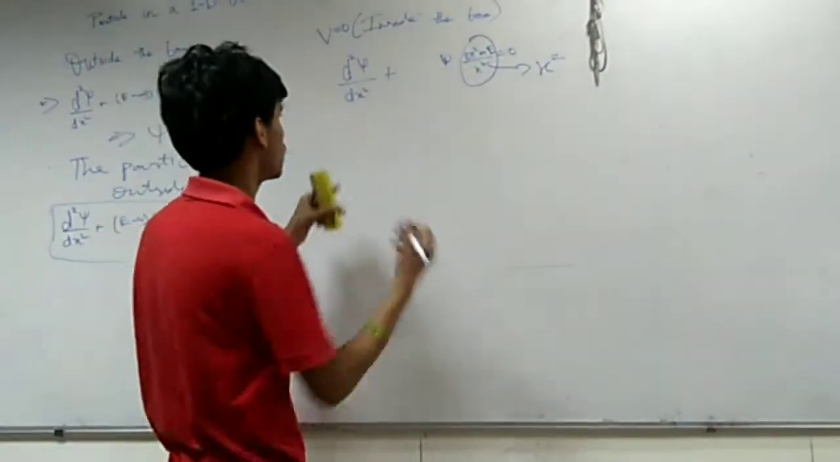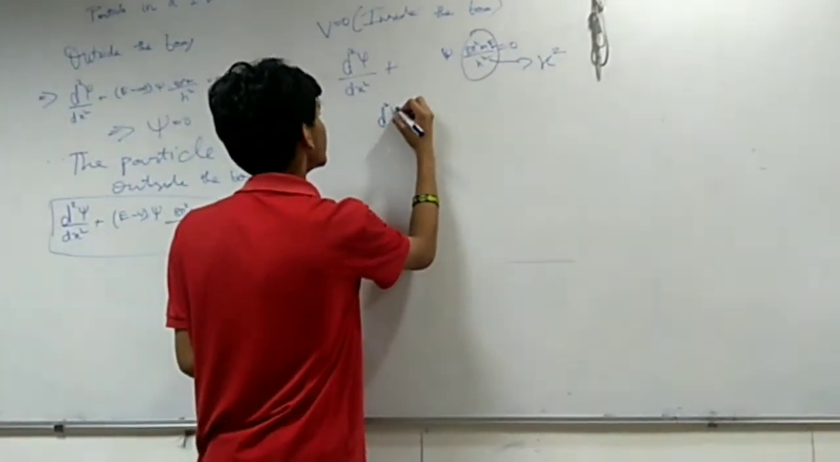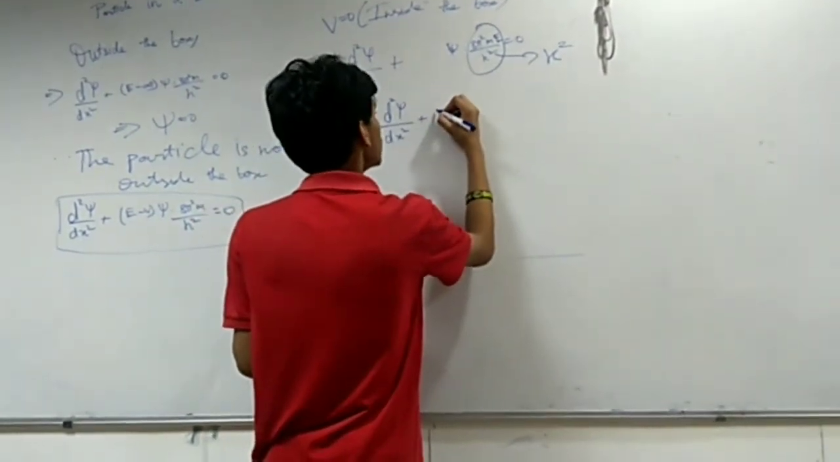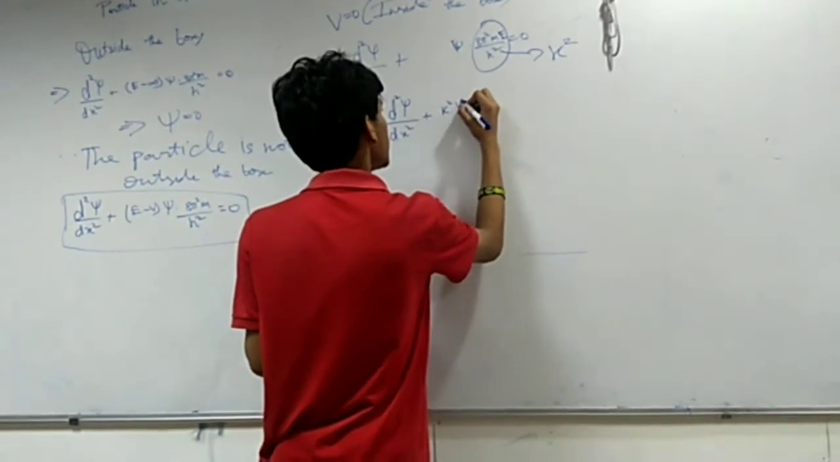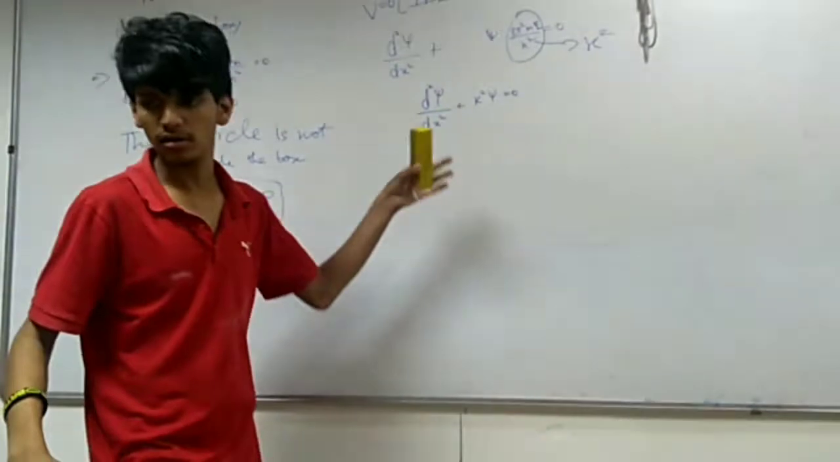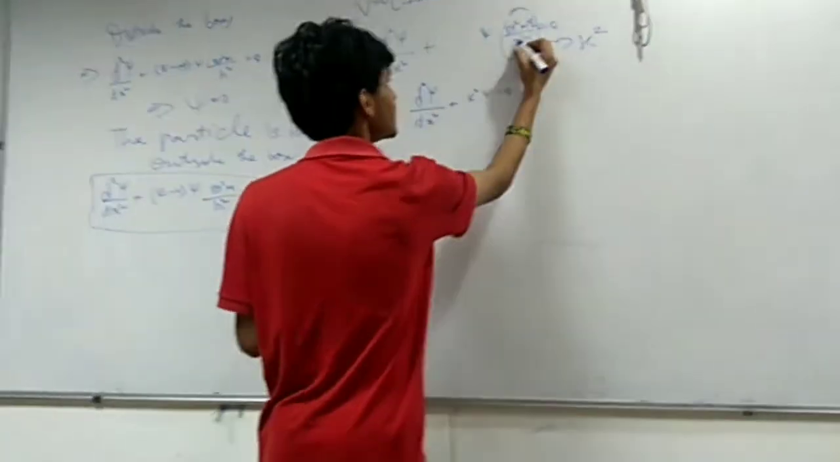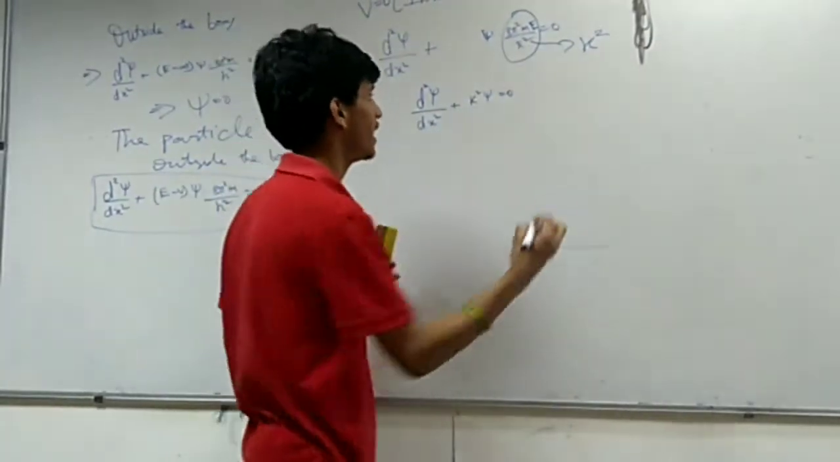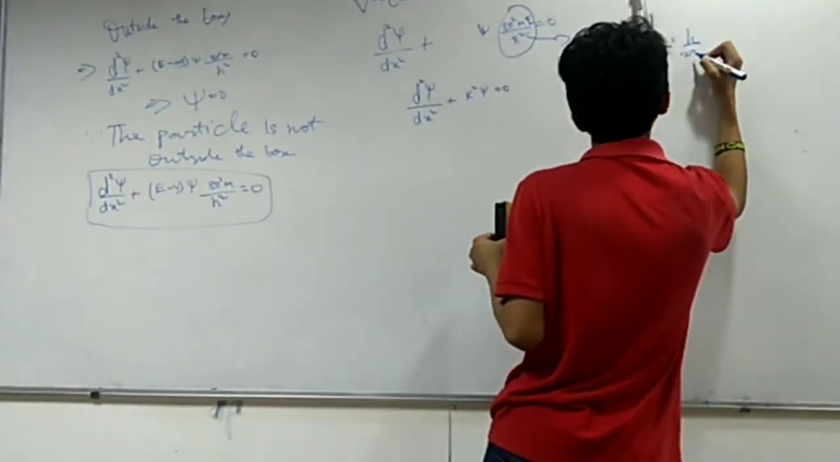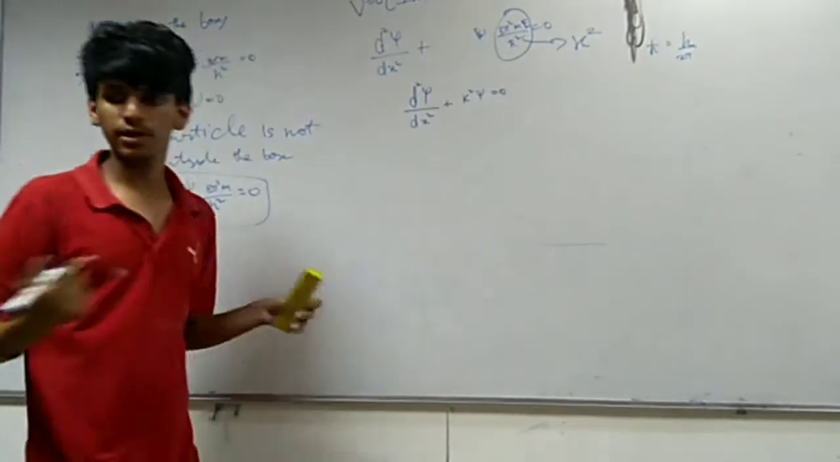Now on further writing the equation, we get d²ψ/dx² plus k²ψ is equal to 0. And this equation obviously looks better, right? Wait, this is actually ħ squared, and that is given by h by 2π. Yeah, this is given by h by 2π.